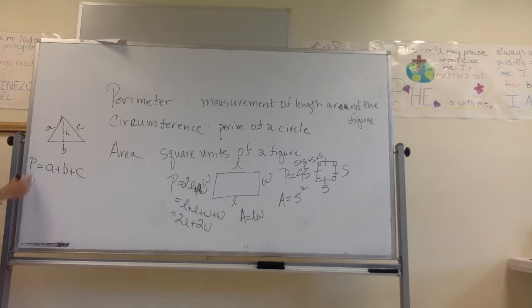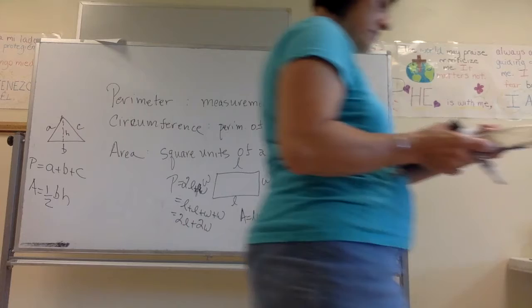All right, and then the area of the triangle is what? 1/2 base times height. Base B times height. Okay, so that's a review, all right? You guys have seen some of that before.